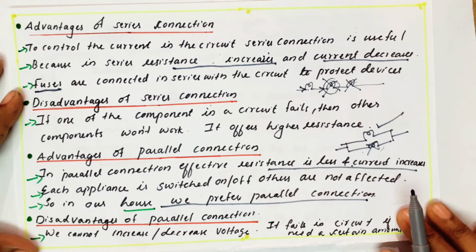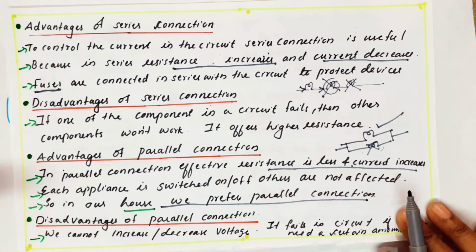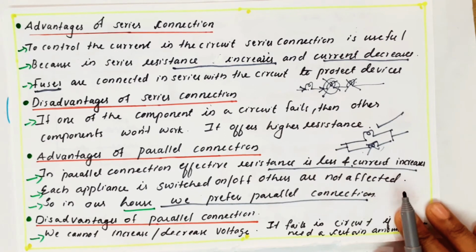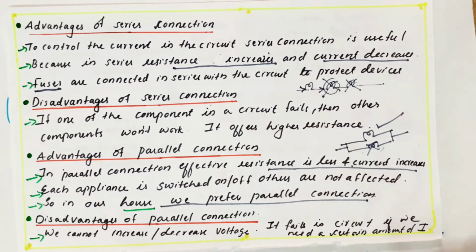But the disadvantage is there. It means, see, we cannot increase or decrease the voltage. It doesn't mean all electronic appliances need the same voltages. Right? Some places we need higher voltage. So those types of difficulties are there. Sometimes we need some more current.